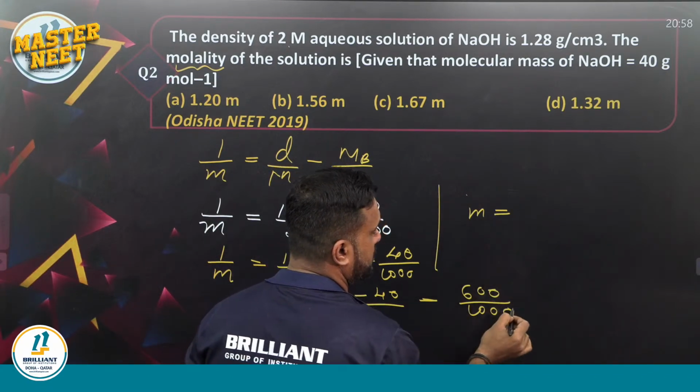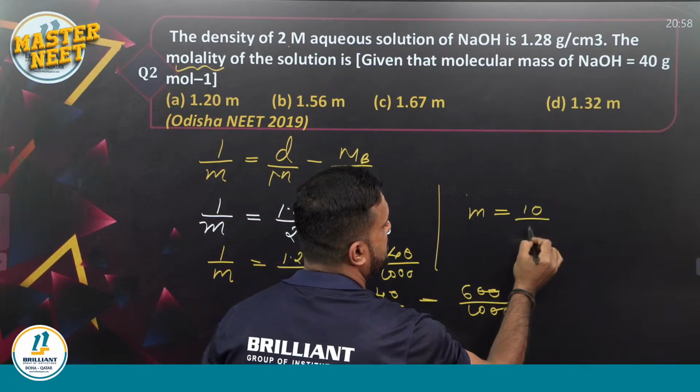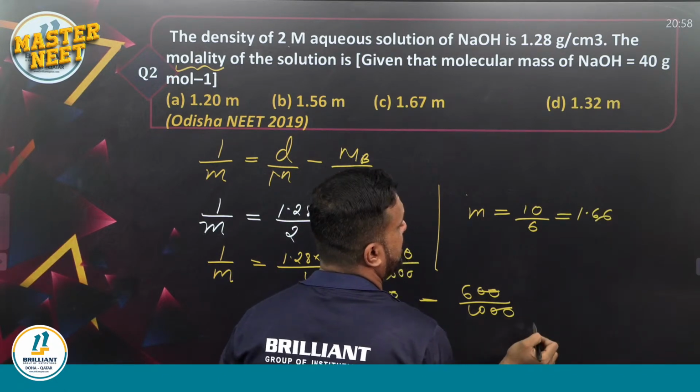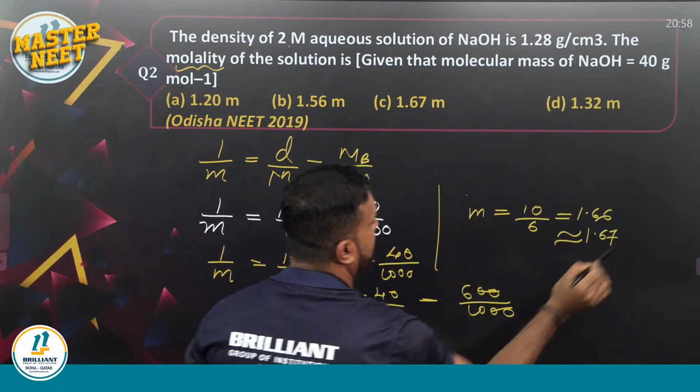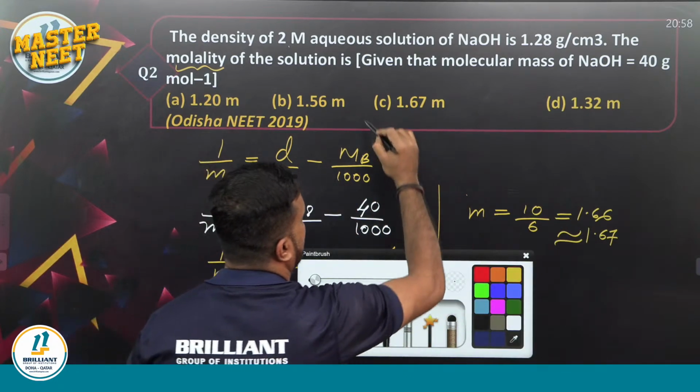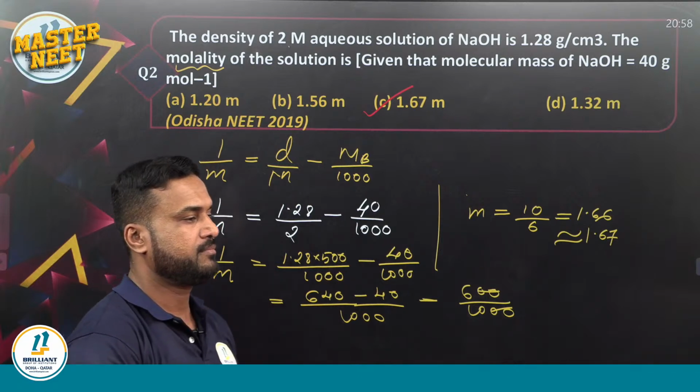M is equal to 0, cancel, that is 10 by 6. 10 by 6 is 1.66, correct? So the answer is approximately equal to 1.67. Hope you got it. So the correct answer is option C.